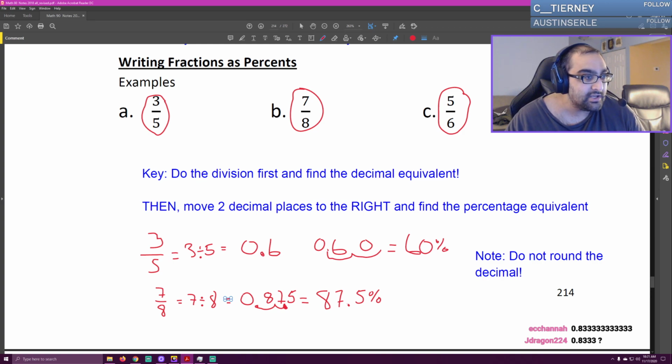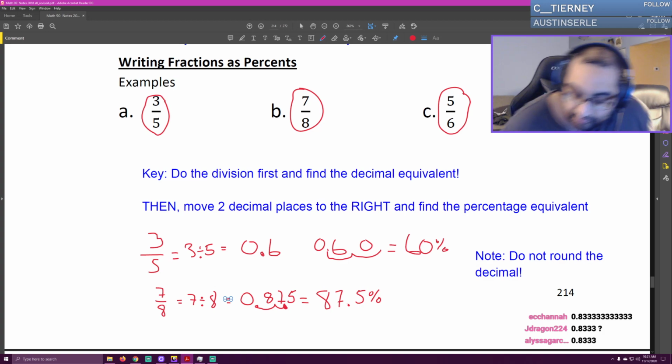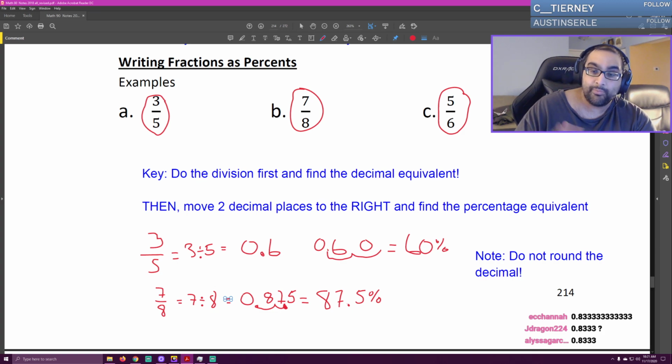So what I'm going to write down here is 0.833, and it kind of goes on forever, right? Those threes, they go on forever. Essentially, the threes repeat forever. So let's take a look at the decimal, though, at 0.83 repeating. Again, those threes repeat forever.